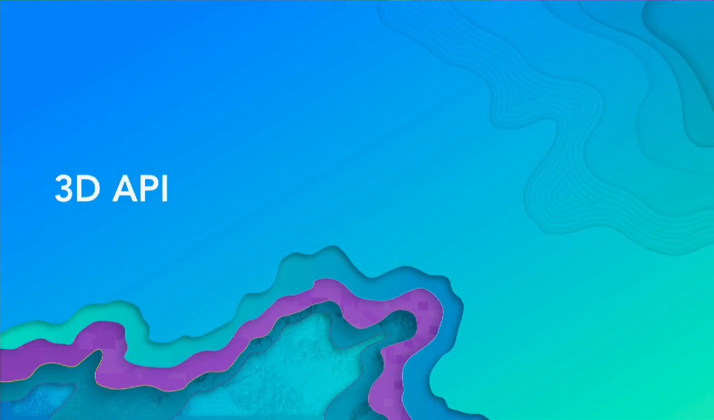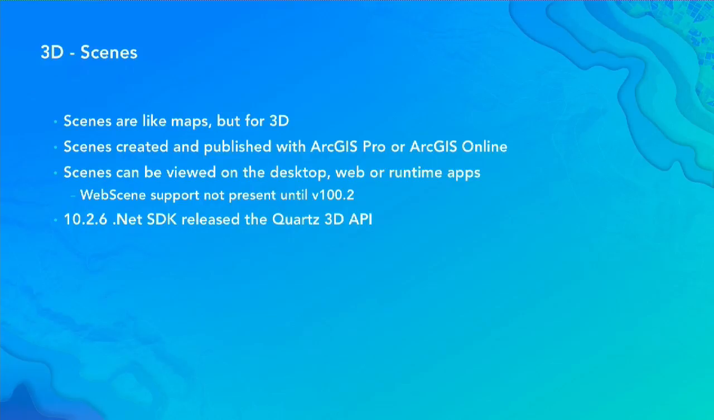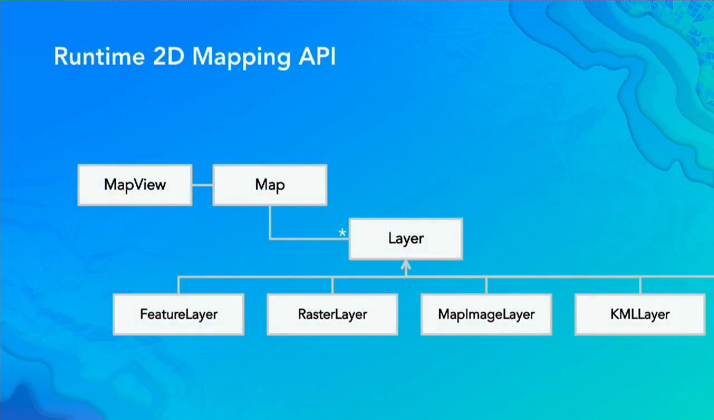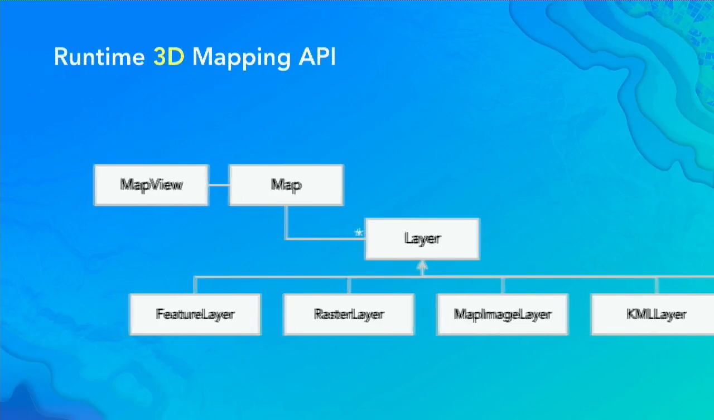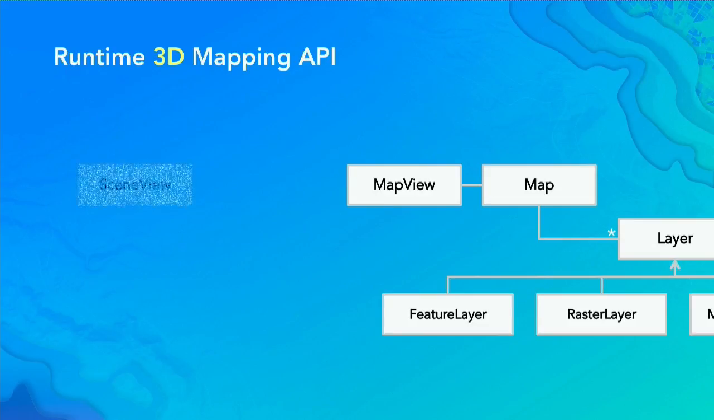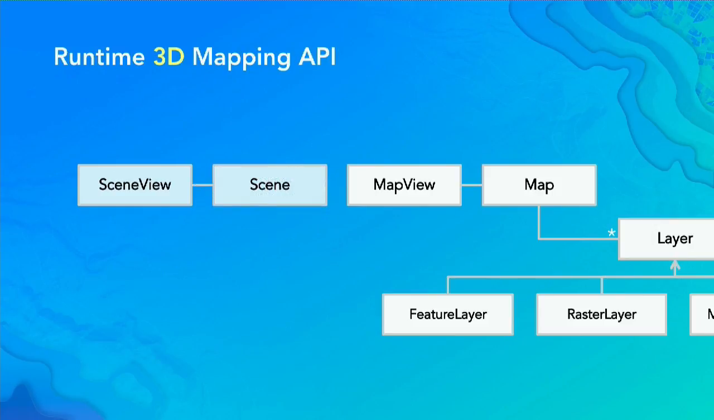Now 3D is actually very similar to 2D, but 3D works with scenes. So 2D works with maps, 3D works with scenes, and it's pretty much the same. You could say, well, scenes come from online, scenes come from Pro, etc. And so the API looks very similar too. So this is our 2D API. To make room for 3D, we'll move it out to the side, and we'll draw the 3D API. It has a scene view, no surprises there, and it has a scene. So that's exactly the same so far as the map.